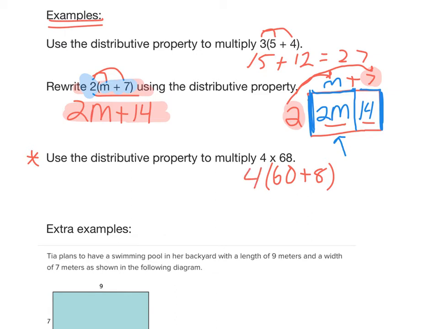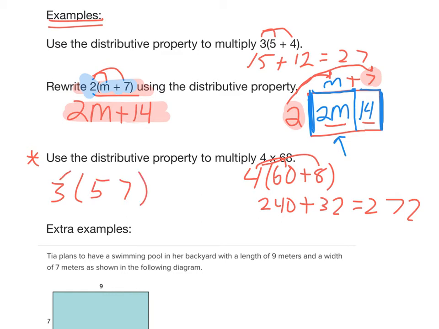And I wouldn't actually write this down, but I'm writing it down so you can see what I would do in my head. I would do 4 times the 60, that's 240, plus 4 times the 8, that's 32, and that would equal 272. So if I was to do another problem, such as, don't write this one down, 3 times 57. 3 times 50 is 150. 3 times 7 is 21. 150 and 21 equals 171. It's a good mental math strategy.